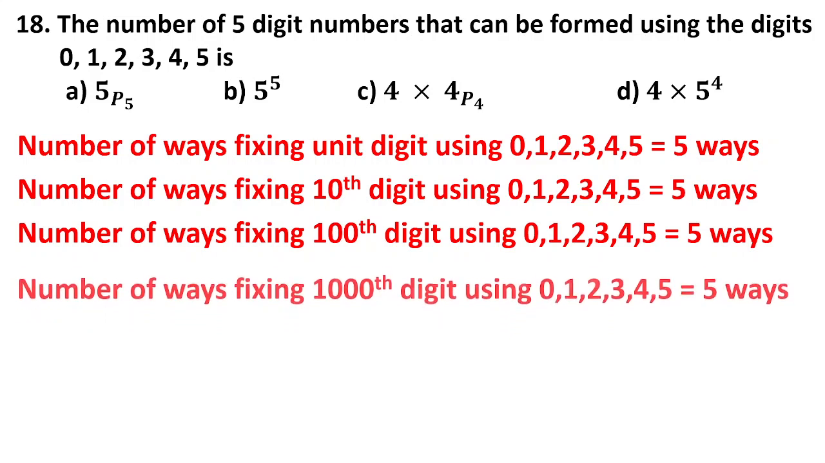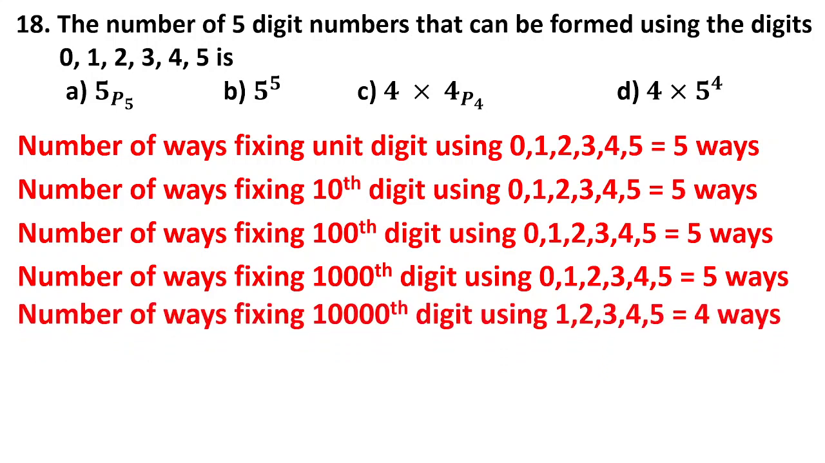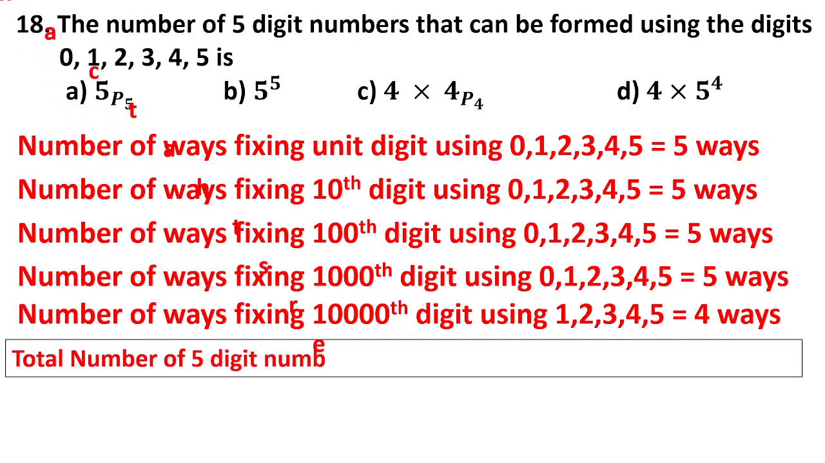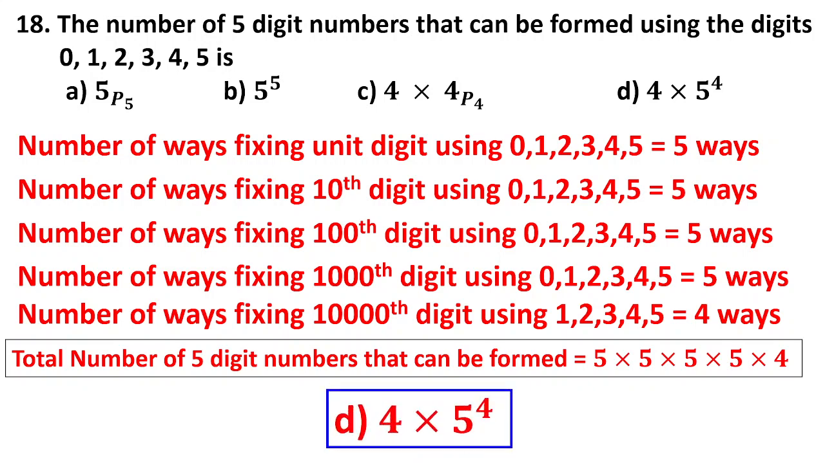Therefore, 5 ways. Then the 1000th digit using 0 to 5. Therefore, 5 ways. But for the last one, 0 cannot come because the number cannot start with 0. Therefore, there are only 4 ways. By making use of the principle of multiplication in counting, you multiply them. 4 into 5 into 5 into 5. Therefore, 4 into 5 power 4. Therefore, the option is D.